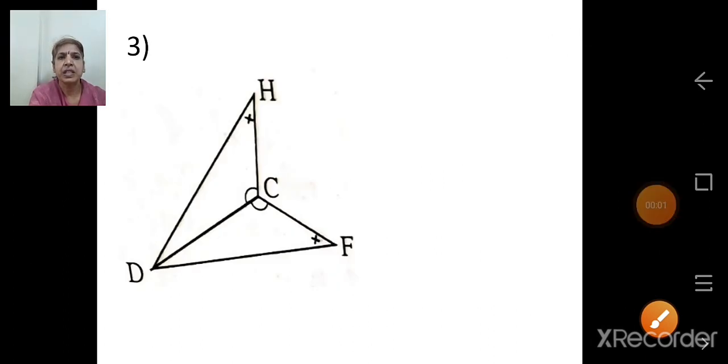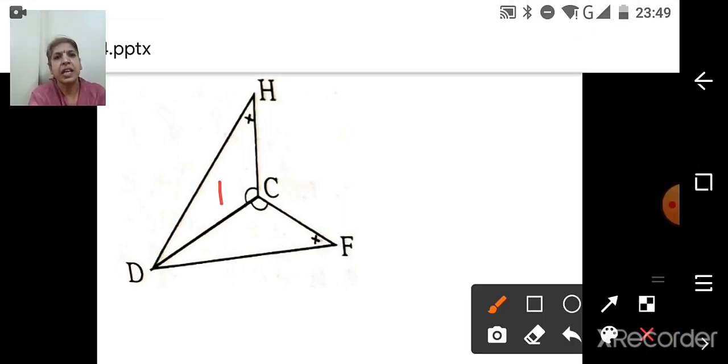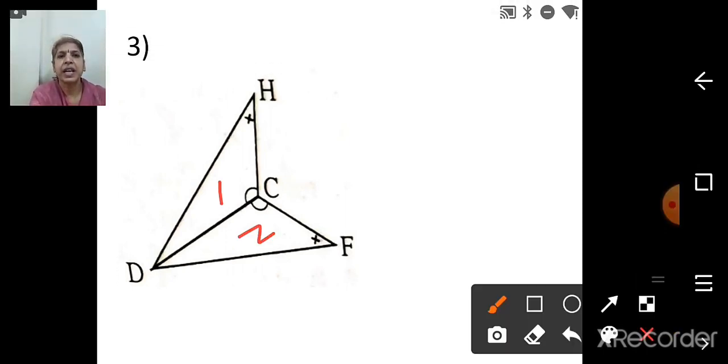Next question is, now observe the figure. So the triangles, you can say these are the triangles. First one triangle, if we are taking the first one triangle as DCH, then another one will be DCF. So this is DCF and this is DCH. So these are the two triangles. Then we have to find out the identical marks.